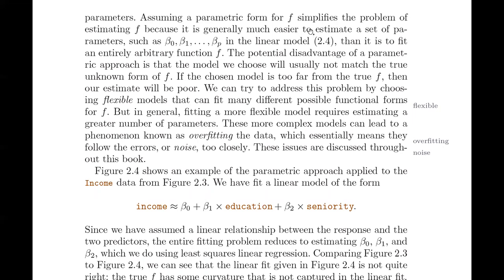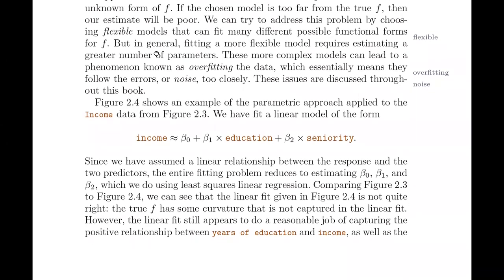Assuming a parametric form for f simplifies the problem of estimating f, because it is generally much easier to estimate a set of parameters, and we're denoting the standard notation, by the way, as beta naught until beta p in the linear model than it is to fit an entirely arbitrary function f. Now, the potential disadvantage of a parametric approach is that the model we choose, so there's a choice over here, right? I'm choosing to model based on the assumption of linearity, will usually not match the true unknown form of f.